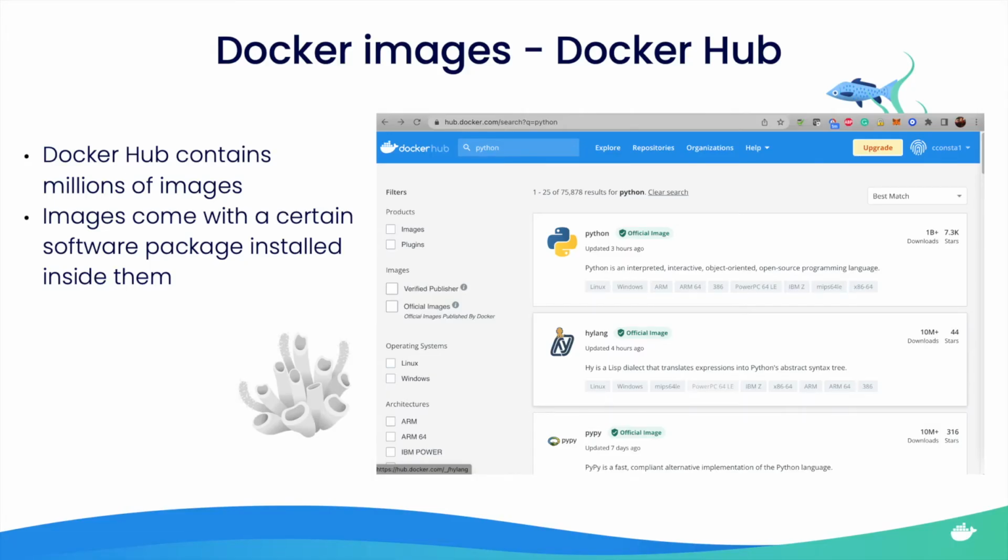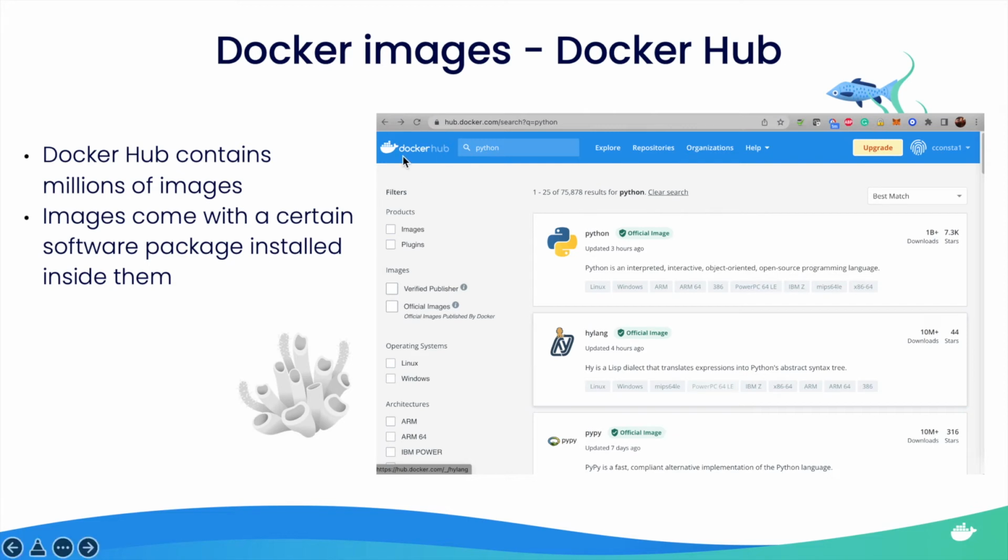So Docker images can be downloaded from the Docker Hub. And you see the address to the Docker Hub here. The Docker Hub contains literally millions of images. And images come with a certain software package installed inside them, and they usually come with a preloaded Linux system inside them.